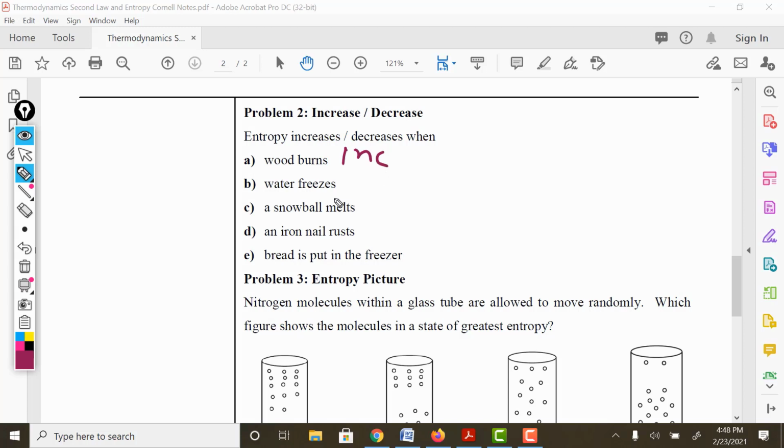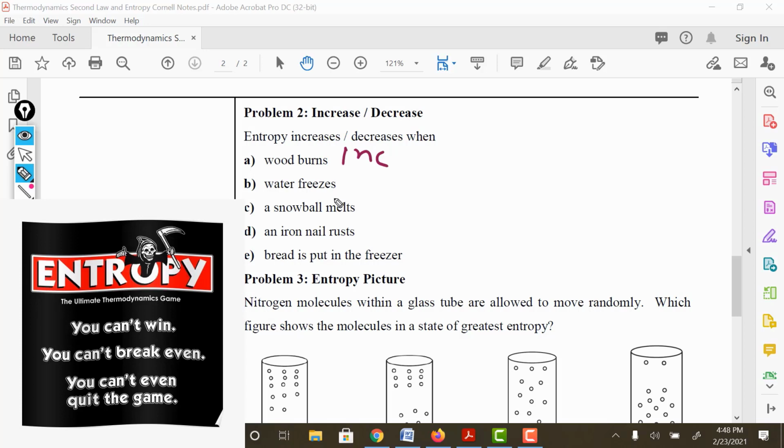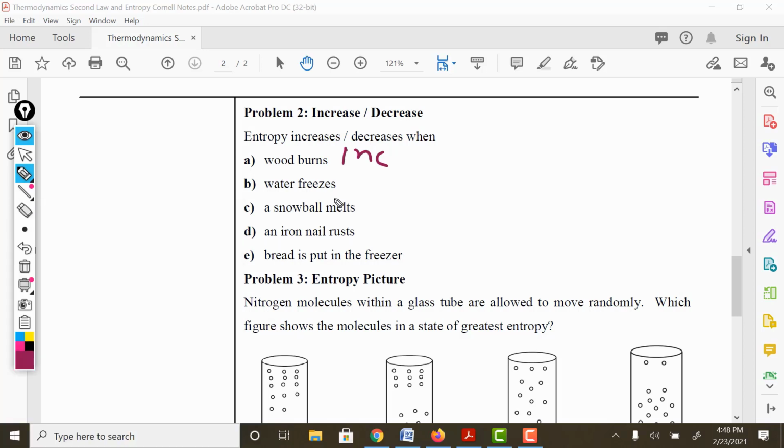Water freezing. So the water molecules are rapidly changing, okay? And they're rapidly moving, and they have a high velocity and high kinetic energy. When we freeze them, we slow that velocity down. We reduce the kinetic energy, okay? But be mindful that we are decreasing the entropy of the water.